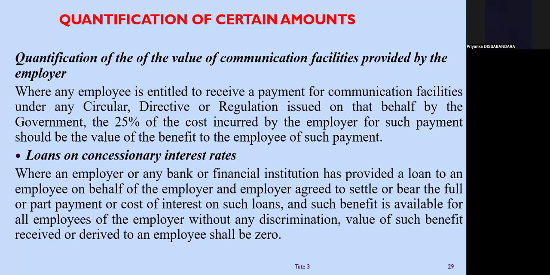When we are receiving a telephone allowance from our employer, only 25% of that payment should be considered as our employment income, but it is applicable only for government officials, because the circular is applicable only for government officials.